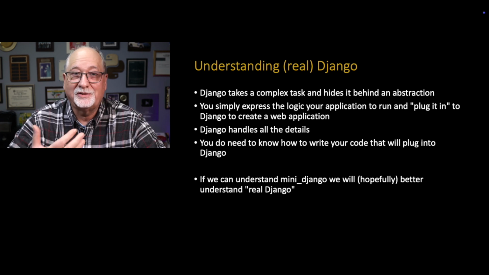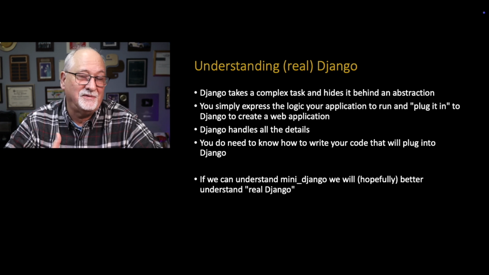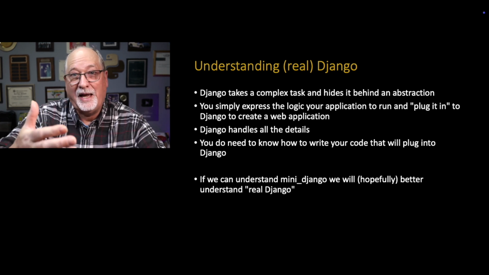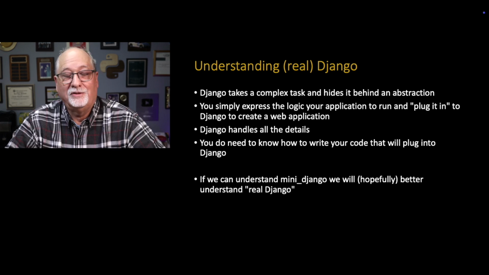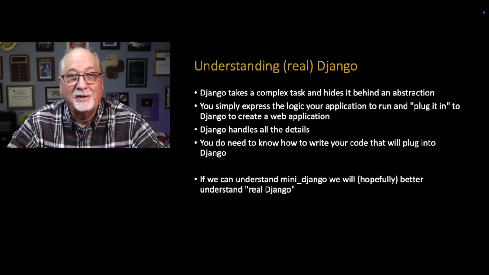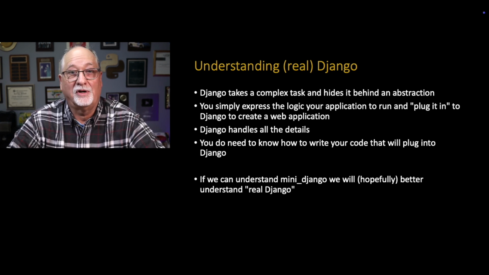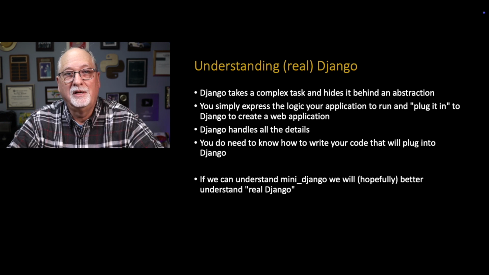So Django takes this super complex task and hides it behind an abstraction. An abstraction is something you're sort of not supposed to look past. You're supposed to just look at the interface that it gives to you, and express your logic and plug it in at the right place to create a rich and HTTP-compliant web application. And Django handles all the details, and there are thousands and thousands of little details.